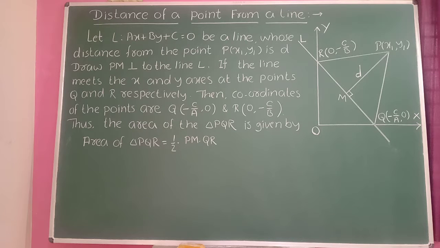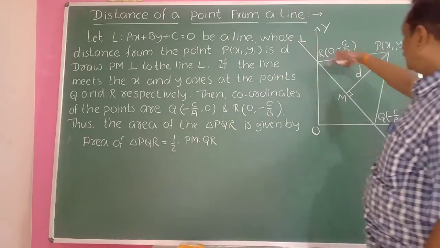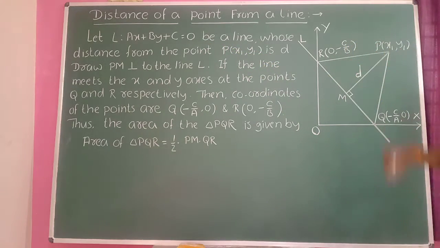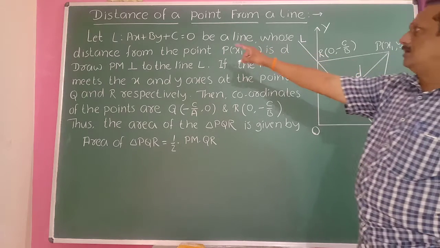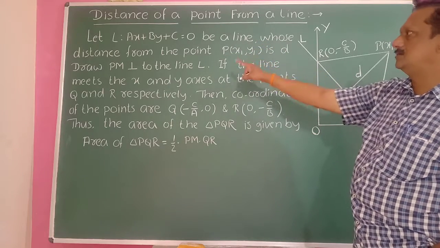So, distance of a point from a line. There is a line L here. Its equation is ax plus by plus c is equal to 0, and P(x1, y1) is one point here. We want the distance of the point from this line, this distance d. Therefore, L is the line whose distance from the point P(x1, y1) is d.